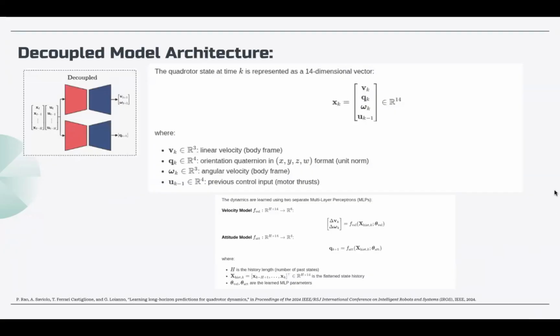So we had a decoupled model architecture for this, with a 14-dimension state: the velocity vector, the orientation, the angular velocity, and the previous control input. We also maintained a history of the 10 previous states of the drone to pass into the model, so we'd be passing a 10 by 14 input for the velocity model. For the attitude model, it's the same thing, except passed into a separate model. So we have two different models, one for velocity and one for attitude.